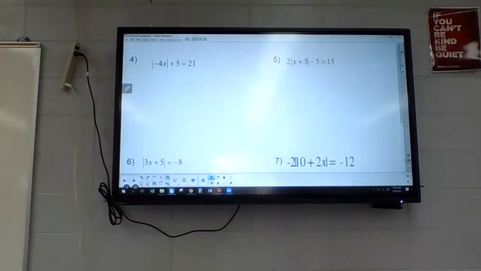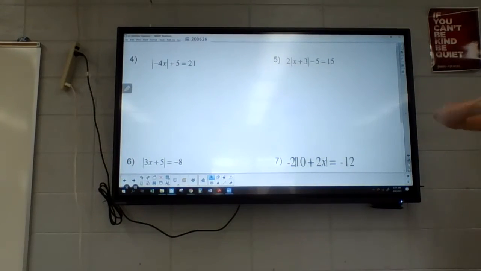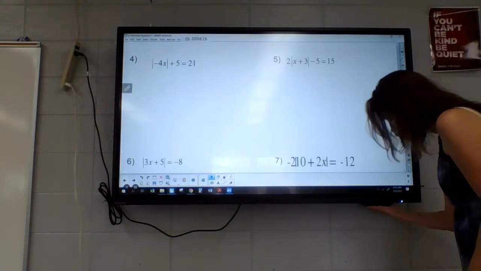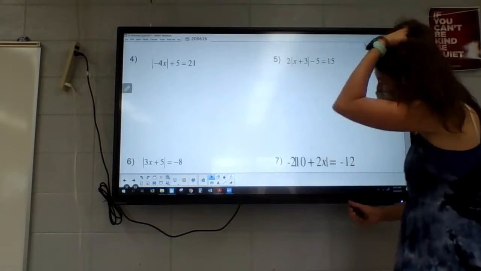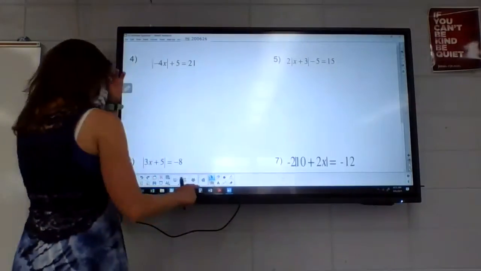Does anyone notice what's different about these problems compared to what we're on the front side? Something different? Anyone notice what's different? All right, so to talk about it, we have to isolate that absolute value first.